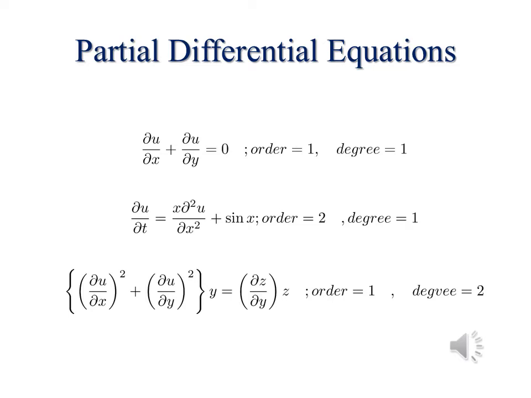In the third example you can see that all the partial derivative components are of first order, so order equals 1, but the power of the highest order derivative is 2, right? Power is 2 here, so we can say that degree equals 2.